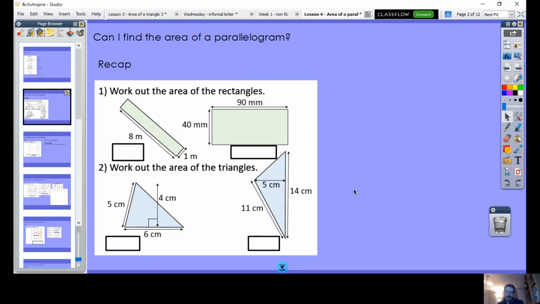All right, we just want to do a quick recap of what we've been doing in terms of finding the area of rectangles, which we did just at the end of last term, and triangles, which we've been doing for the last few days. So pause the video and see if you can remember how to calculate these areas here.